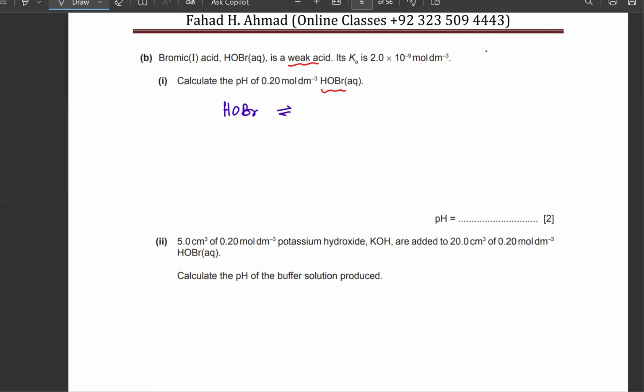The weak acid would dissociate, and it's going to form H+ and OBr−. It's going to have a K value, which is [H+]² divided by the weak acid concentration, right? The K value is known, that's 2 times 10 to the power minus 9, and [H+] is squared, divided by the weak acid concentration, which is 0.2 mol per dm³. Can you quickly find out what the pH is for this one?